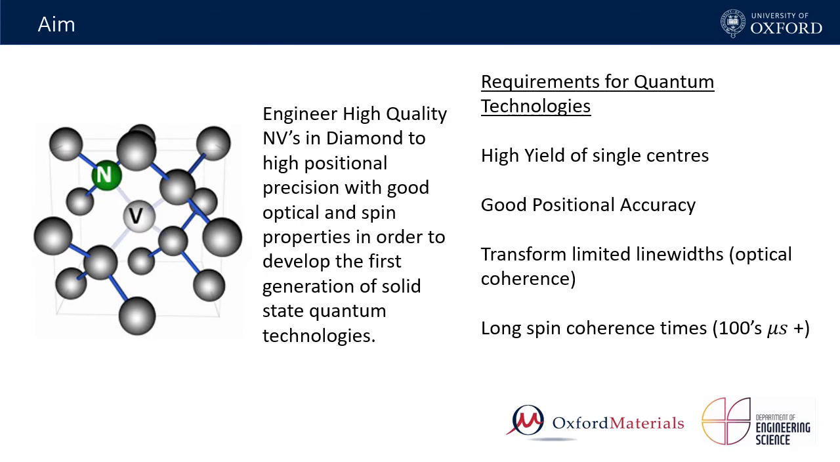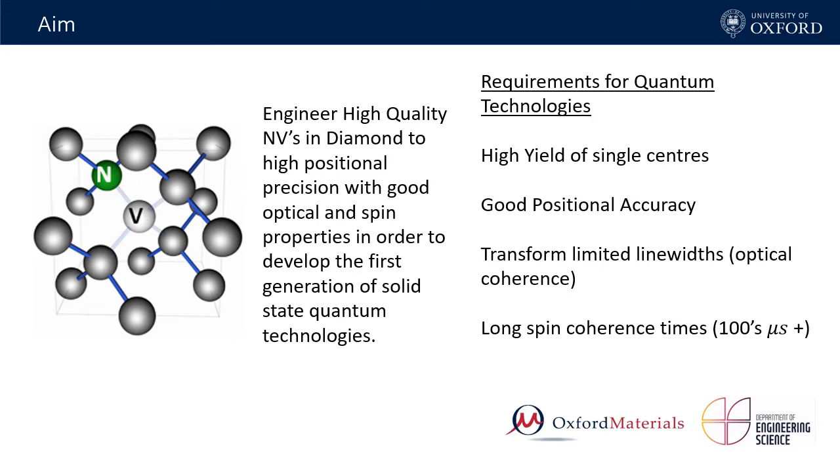In order to develop a technology using this centre, we need to be able to reliably engineer them into the material. For this, we need to have a good high yield of single centres, such that we aren't wasting material and processing time. We need to have a good positional accuracy, so that we can engineer control systems around them. And we need good optical and spin coherence, such that we can keep control of the quantum state for a long period of time.